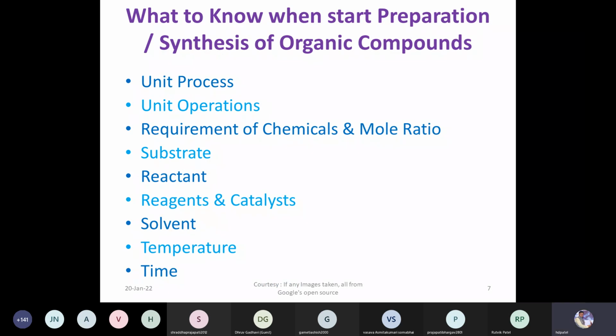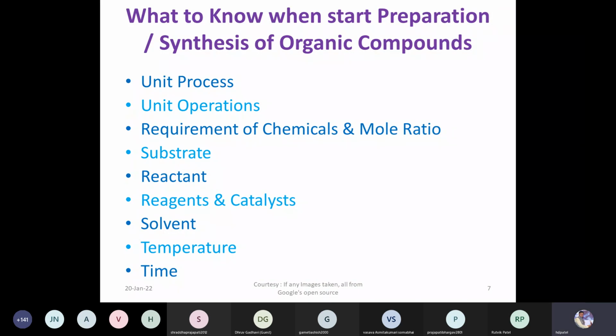But when we start any preparation, you should know some basic things related to organic reactions. First of all, unit process. So what is unit process? Unit process is the phenomenon in which chemical changes of matter take place. એટલે કે યુનિટ પ્રોસેસ કોને કહી શકાય કે જ્યાં આગળ કેમિકલ ચેન્જ થતો હોય. એટલે કે એક કમ્પાઉન્ડમાંથી બીજા કમ્પાઉન્ડમાં કન્વર્ઝન થતું હોય એને યુનિટ પ્રોસેસ કહેવામાં આવે છે.